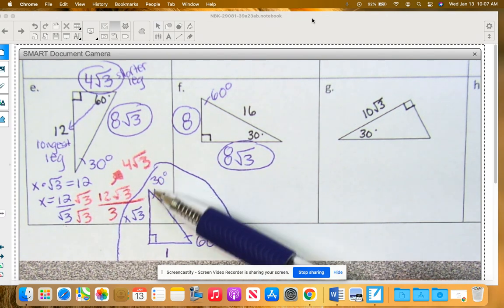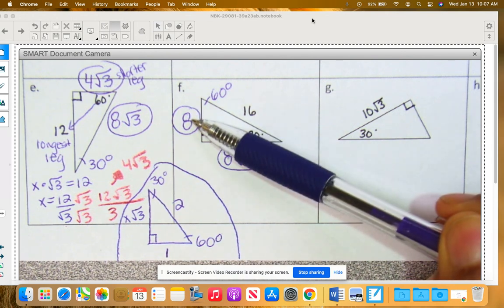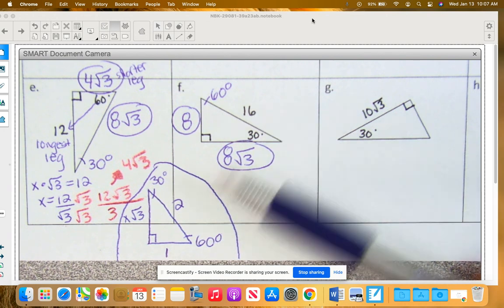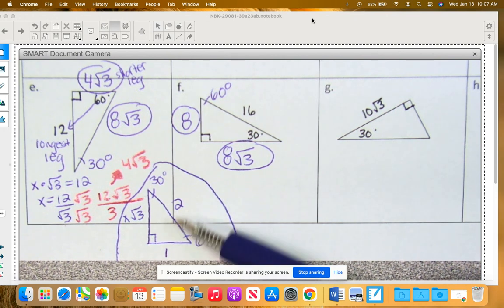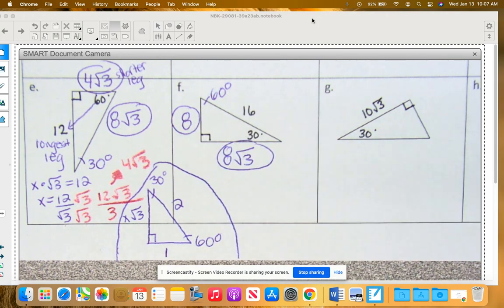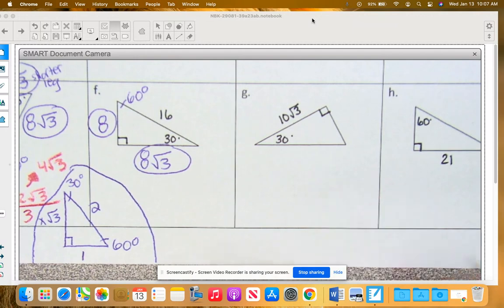Across from the 30 degree is always the short leg. So 30 across from that is my short leg. And I got 8 by dividing my hypotenuse. These have a ratio of 1 times 2, so the shorter leg multiplied by 2 gives you this. So I just divided. I kind of worked backwards here to give me half of that. Okay, still trying to make sure I keep that ratio in the picture there.